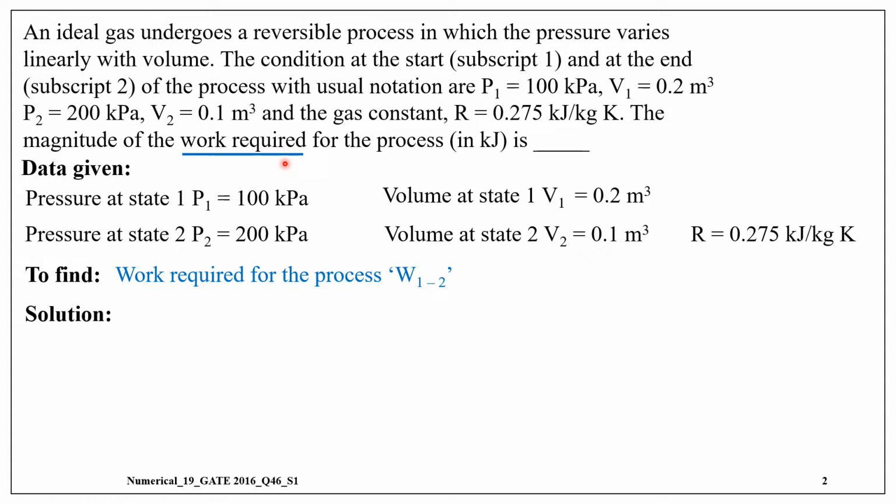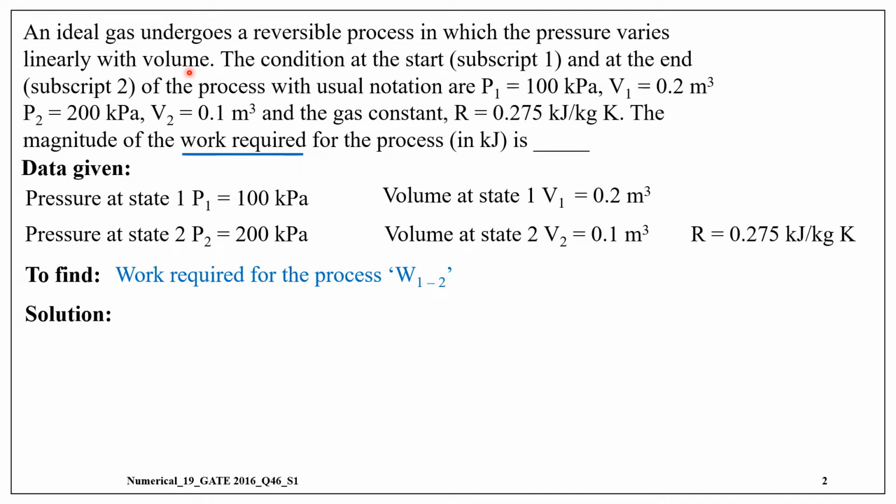Look for the solution. In the first line of the problem statement, it is given pressure varies linearly with volume. If you generalize this one, PV^n equal to constant. If n equal to 0, it is constant pressure process. If n equal to infinity, it is constant volume process.